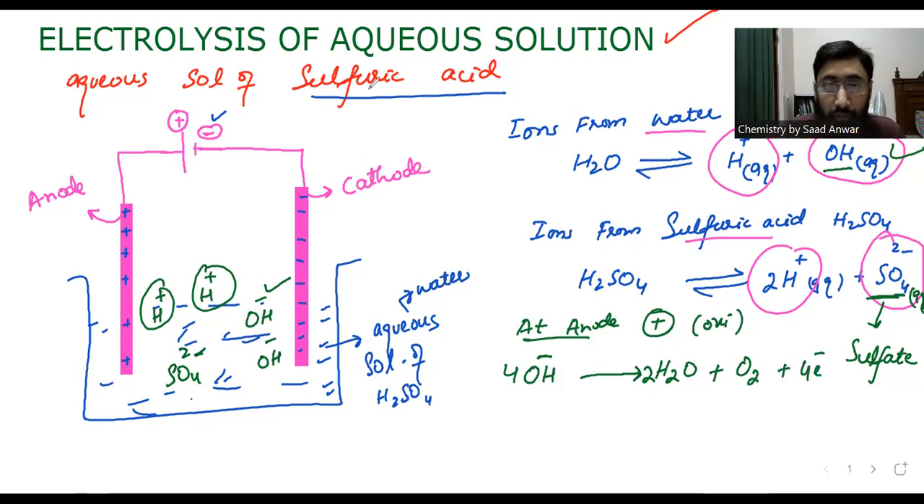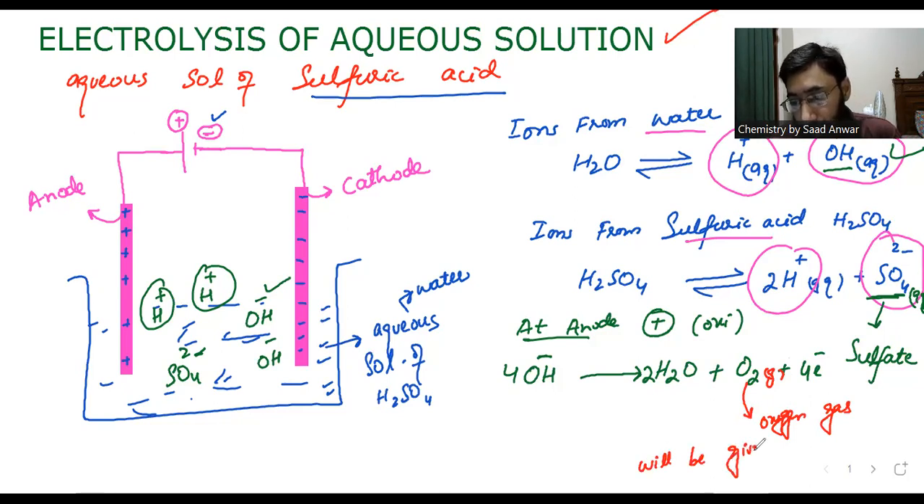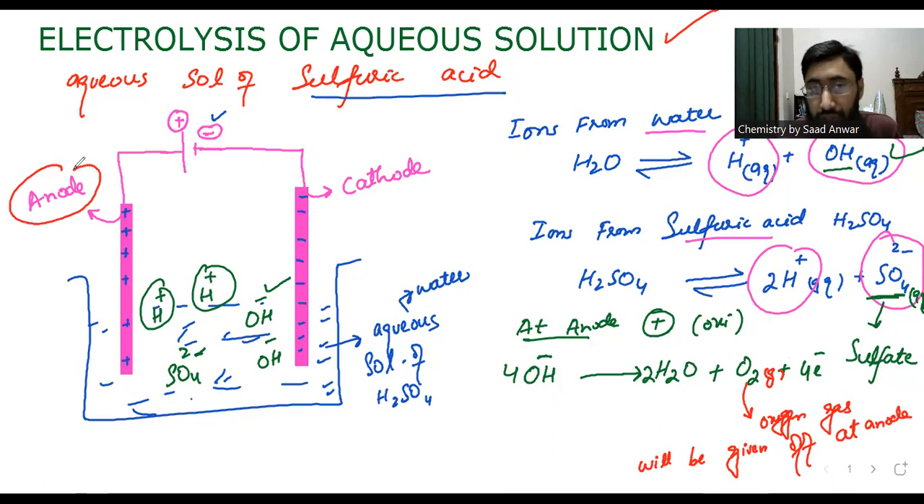This is the balanced ionic equation. It means, remember, oxygen gas will be given off at anode. So when the question is which product will be produced at anode in case of electrolysis of aqueous solution of sulfuric acid.